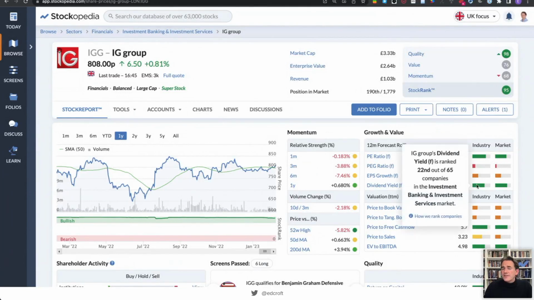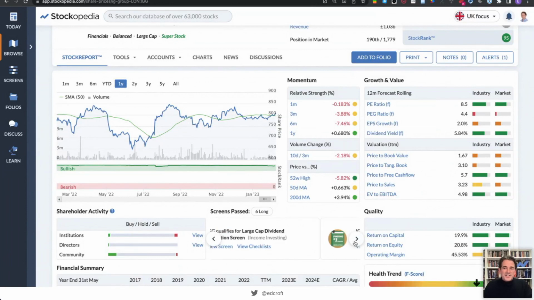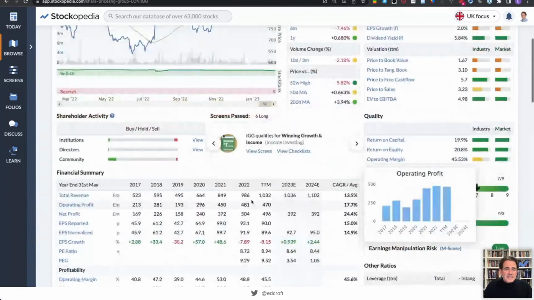We've got this 5.84% projected yield, and then we can see here it qualifies for a Benjamin Graham defensive investor screen and a Buffett screen. Free cash flow cows, you want that for dividend stocks. Large cap dividend attraction, it's got 6 screens going for it. Really high returns on capital and high margins. And it's an amazing truck of a business, this.